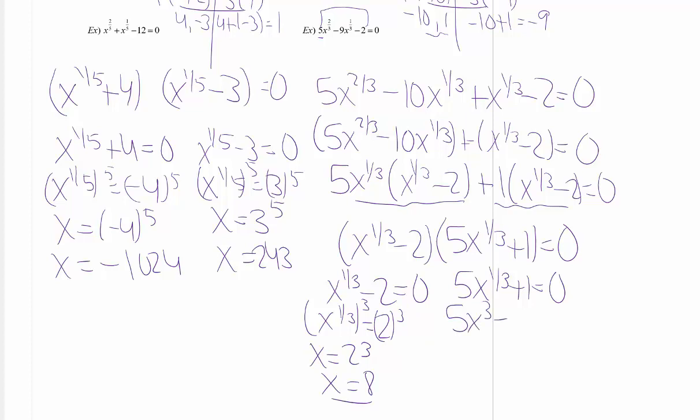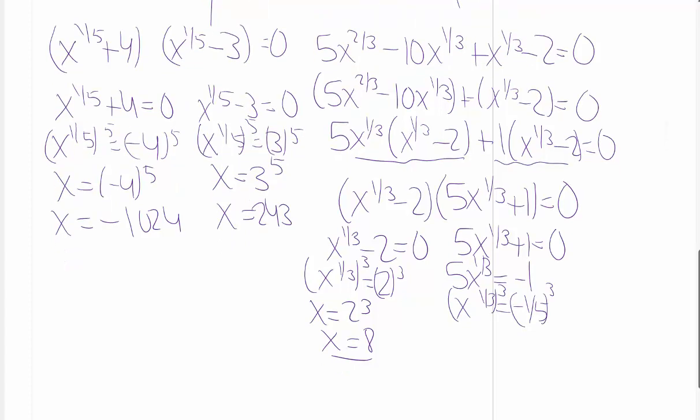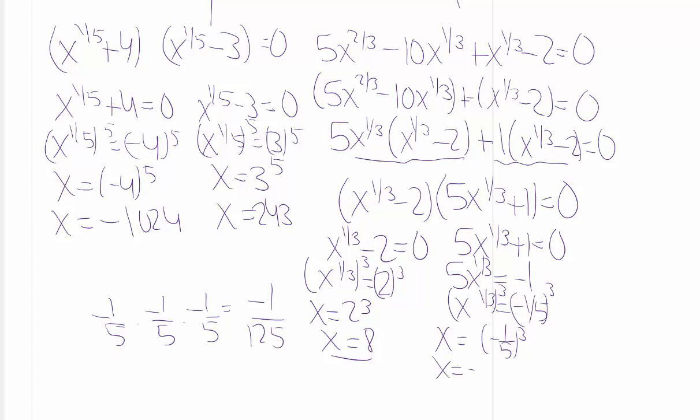Here I'll subtract the 1, divide by 5, and then I'll take each side to the 3rd power. Well, we'll put this over here. Negative 1/5 times negative 1/5 times negative 1/5. So certainly it's a negative 1. 5 times 5 times 5 is 125. So my solution set would be 8 and negative 1 over 125.